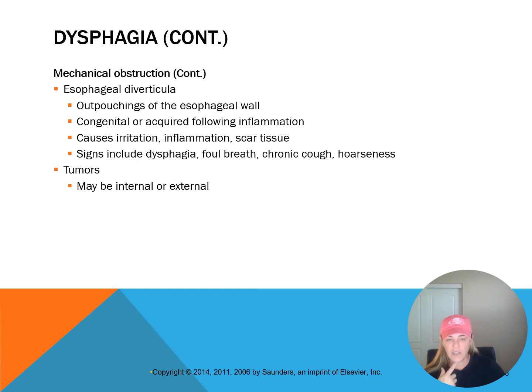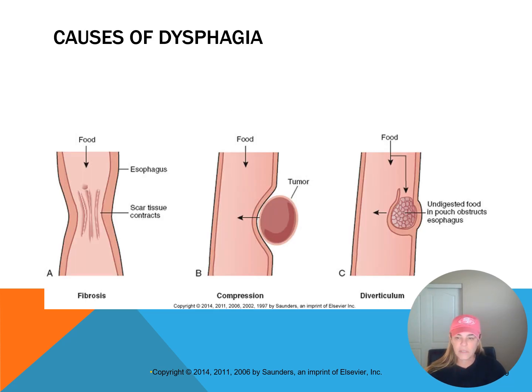Signs of dysphagia can include foul breath, chronic cough, or hoarseness. Tumors, you can have a tumor on your throat, or anywhere in your throat area, that can be internal or external, that can cause a mechanical obstruction as well. So this is just a couple examples of mechanical obstructions.